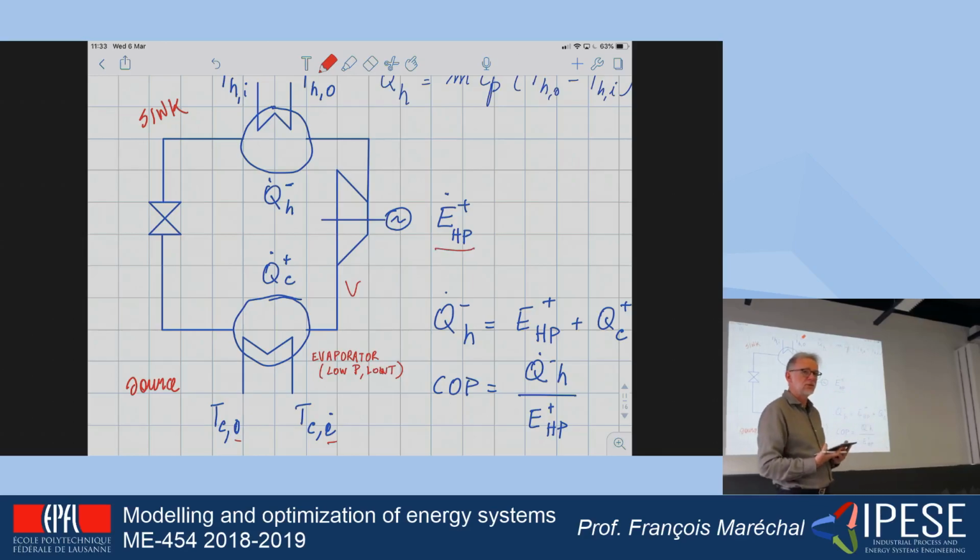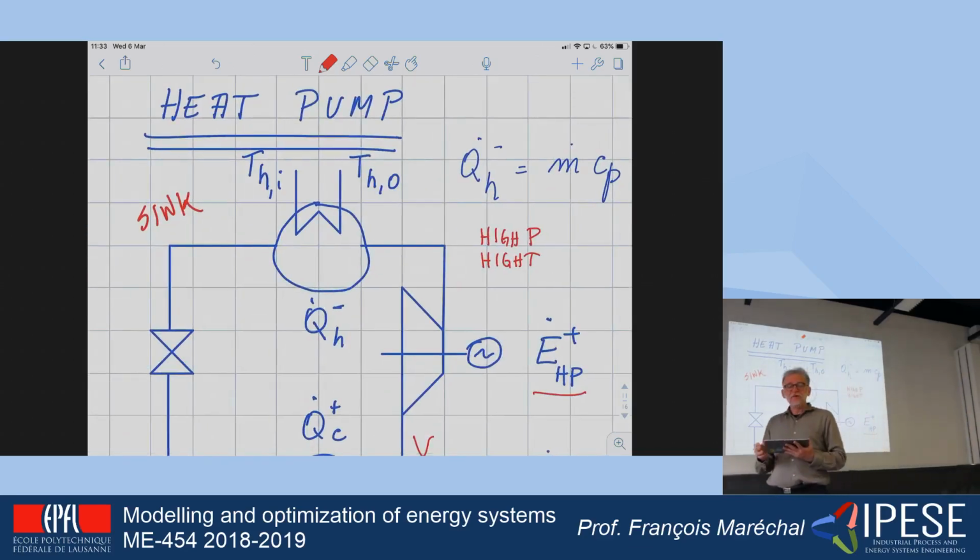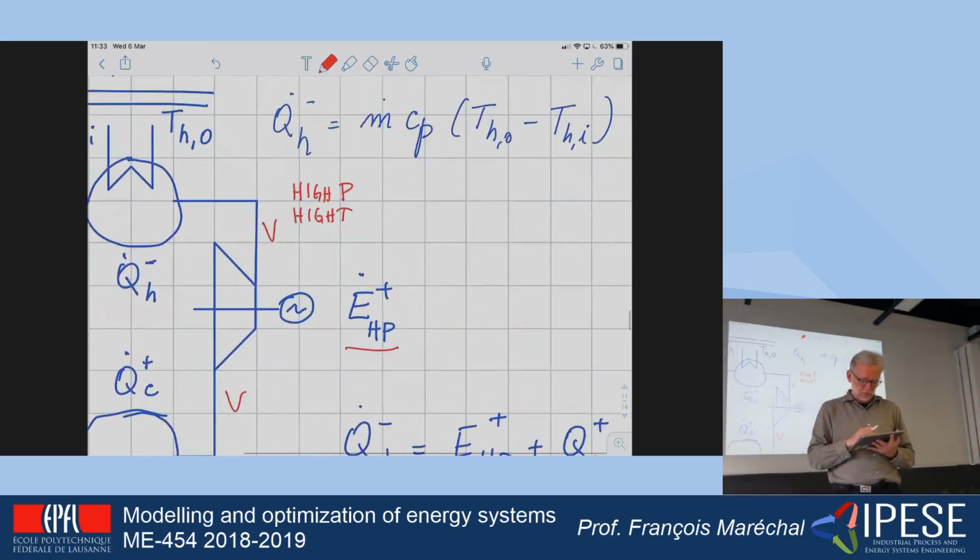I'm going to consume electricity, and I'm going to go to high pressure and therefore high temperature. And I'm going to use this compressed high pressure stream, which is also in a vapor state. And I'm going to condense it in a condenser.